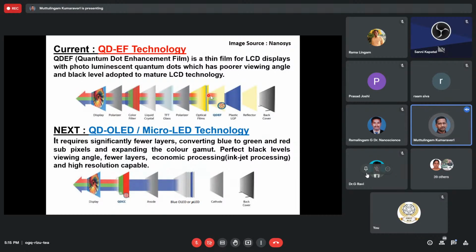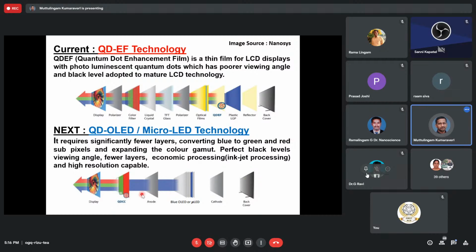It needs many layers: a polarizer, color filter, liquid crystal, TFT glass, and the quantum dot enhanced film being used, plus the back cover and the display. So this is a very long stack. There are many layers being used to make this quantum dot enhanced film technology, which is used for LCD.